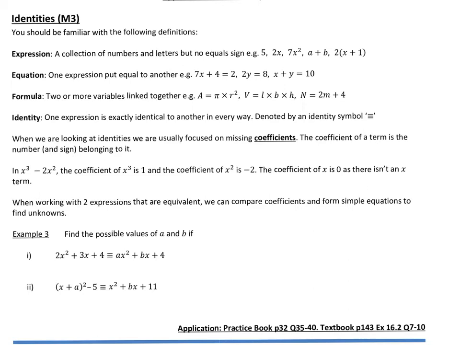So the way we do that is by looking at the coefficients. Now the coefficient of something is just the number before it. So in negative 2x squared, the coefficient is negative 2. In x cubed, the coefficient is 1 because there's one of them. And the coefficients must be the same throughout. So if we had 2x cubed is identically equal to ax cubed, then a must equal 2, and that has to be true for it to be identically equal.